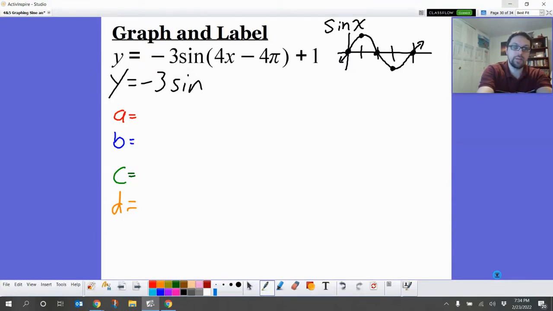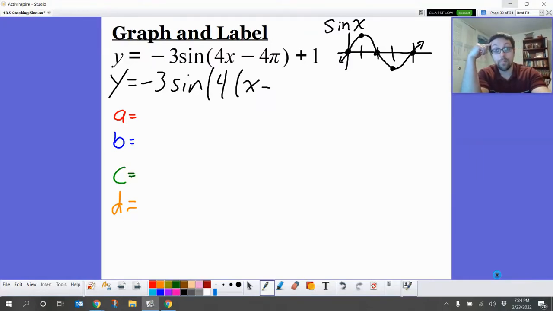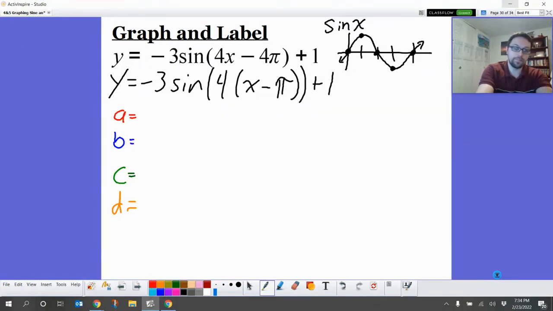So let's factor out that B value. So we get 4x minus, we want to divide that 4 pi by the same 4 that we divided x by, our B value. So that's just going to be pi plus 1. So that 1 is our D value. So that's going to be 1 up. Our phase shift is pi. That's going to move it pi to the right.